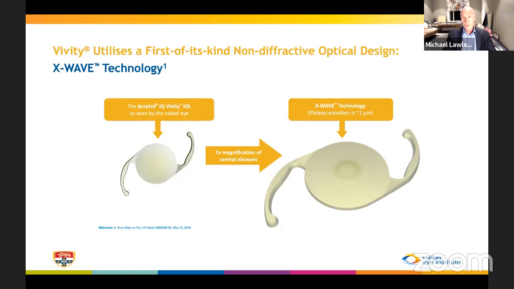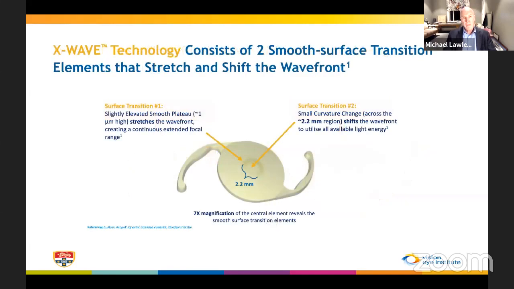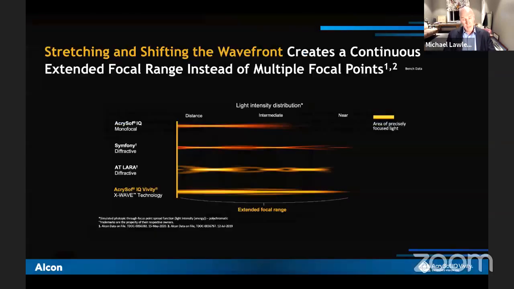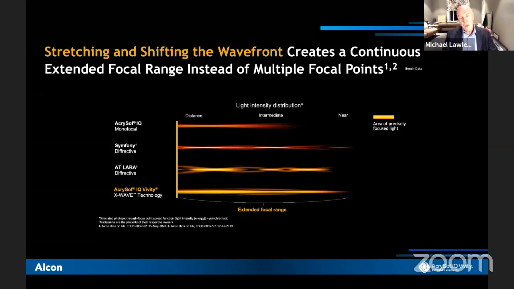how this lens works. There is this 2.2 millimeter central zone, which is its distinguishing feature. The surface transition element, the 1 micron high ridge or plateau, stretches the wavefront, and then the 2.2 millimeter region centrally, with its small curvature change across that central range, shifts the wavefront. By doing that, you get to use all the available energy. It's not 88%, it's 100%, or as much as a lens can give, as a monofocal does.